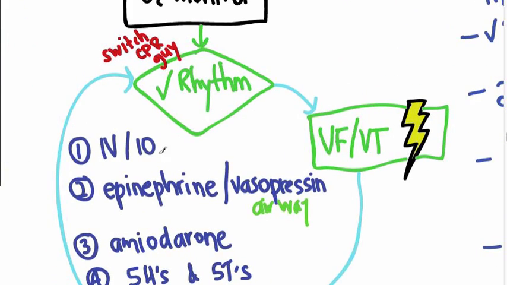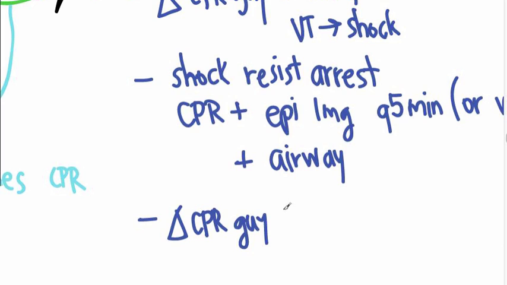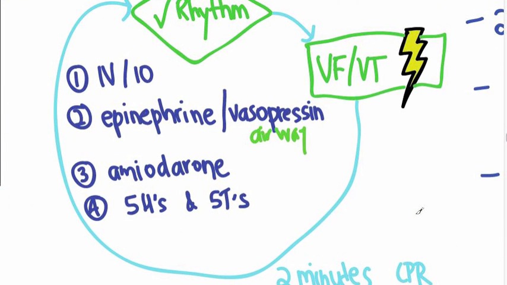Another 2-minute cycle, right? We get back to here, switch the CPR guy, check the rhythm, shock if it's a shockable rhythm. So switch the CPR guy, and at the same time check the rhythm. And let's say for us again, it's still VTAC. So we shock. Now we're going around the circle for the third time.